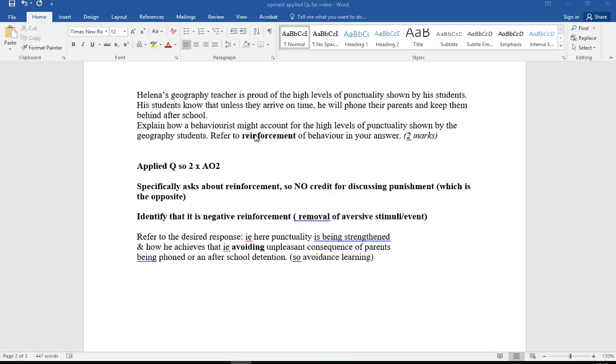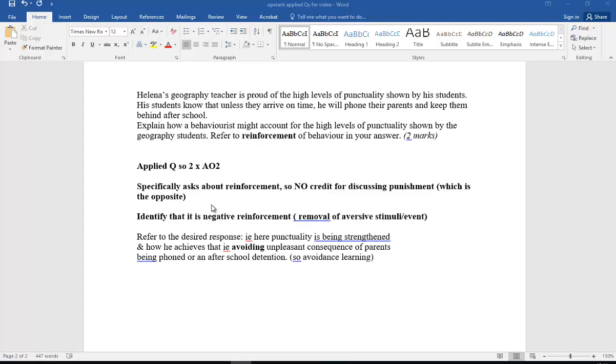And again, specifically home in on this, they're asking you to refer to reinforcement. So you're not going to get credit for talking about punishment. Punishment is the opposite. Remember, with punishment, you're trying to weaken a behaviour. With reinforcement, you're trying to strengthen it. So they are the opposite thing. Okay, so although this might look like he's punishing, you are needing to talk about reinforcement. So be careful with this.